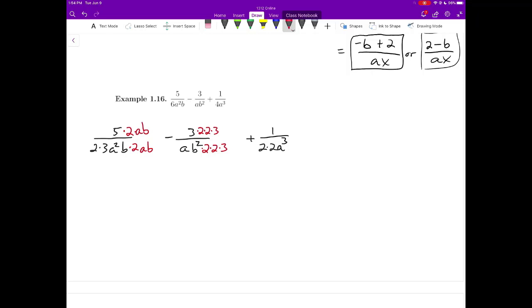It needs to pick up an a squared. And it doesn't need to pick up any b's because it's already at the b squared. And now for the last one, this needs to pick up a factor of 3. It doesn't need any a's because it's already got a cubed, but it needs a b squared. So 3b squared. Now all denominators have all the same factors. Our common denominator is 12 a cubed b squared.